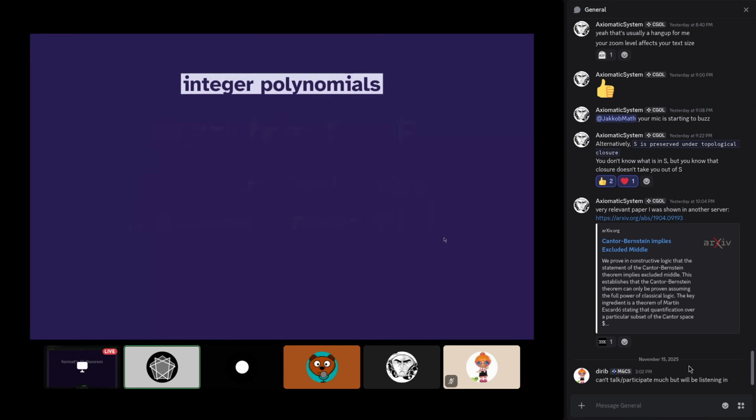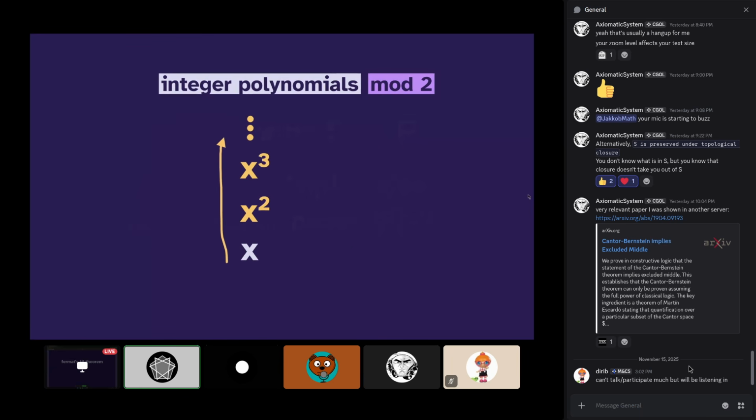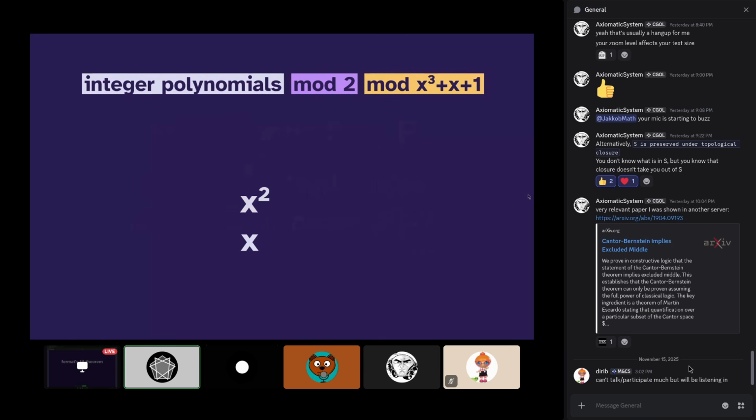So this is what we'll do with the integer polynomials. But the integer polynomials are infinite. They go infinite in the coefficient direction and the power direction, which means we need to do something about that. So we could perhaps apply mod 2 to get rid of all those coefficients, and then mod some polynomial to get rid of the infinite powers. So now we have only a finite amount. We can apply this. This will be a field.